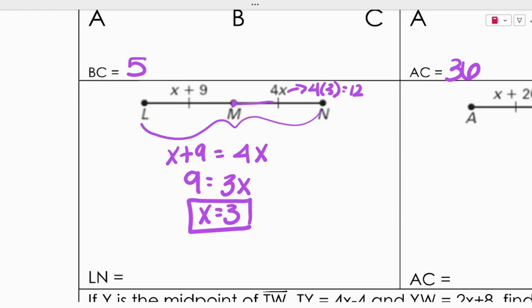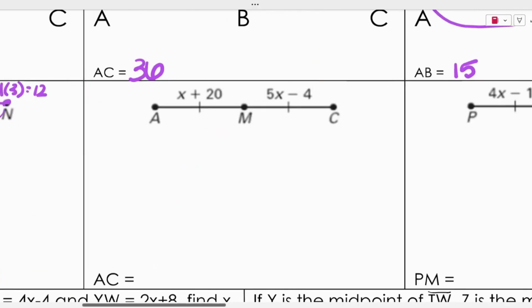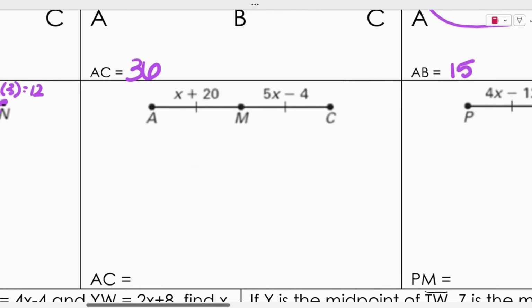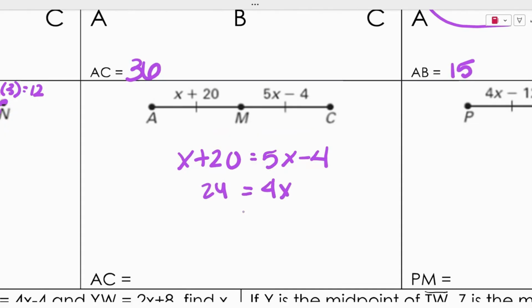It wants to know what LN is, so I'm going to substitute it in. I'm going to get that half of it is 4 times 3, which is 12, so double 12 would be 24. The next question is very similar. I'm going to set x plus 20 equal to 5x minus 4. I'm going to move my x to the right-hand side and the 4 to the 20 and get x equals 6. Since it wants to know what AC equals, I'm going to substitute into the expression x plus 20. That's going to give me 26, and then I'm going to just double 26 to get 52.